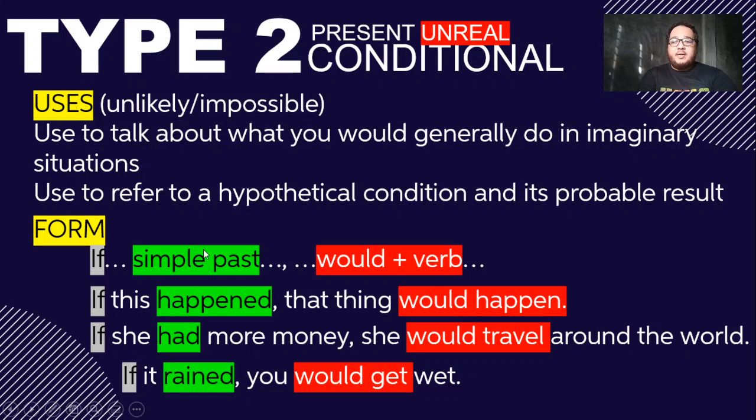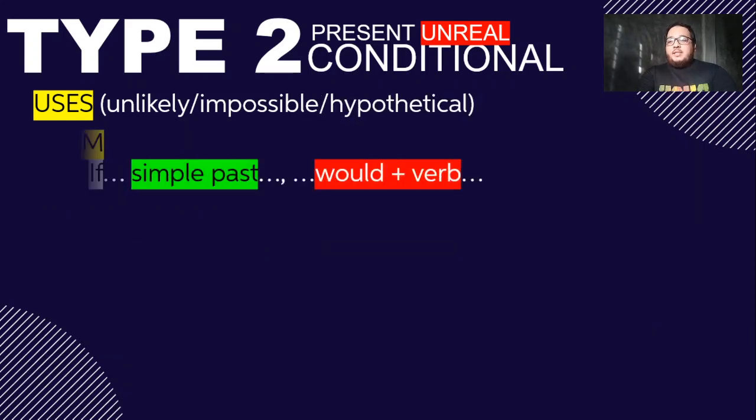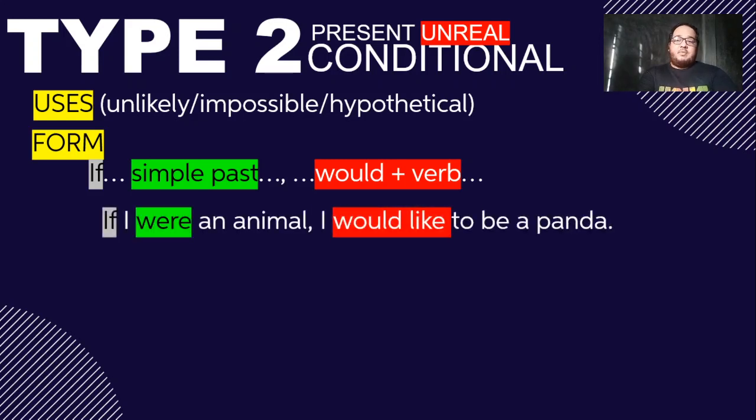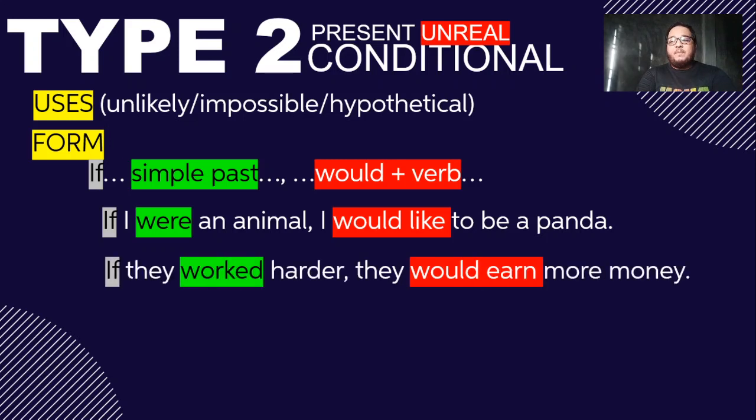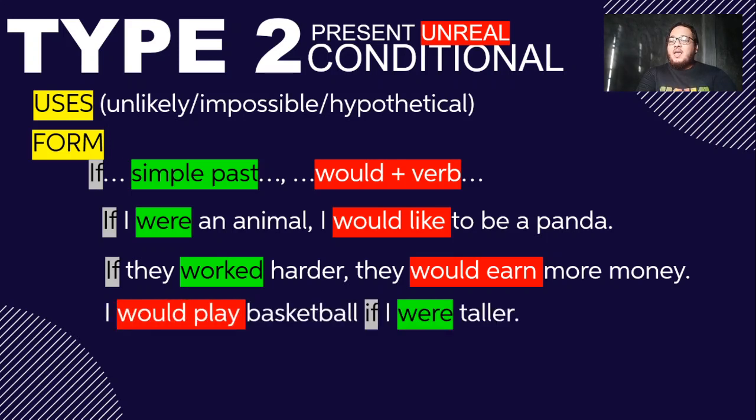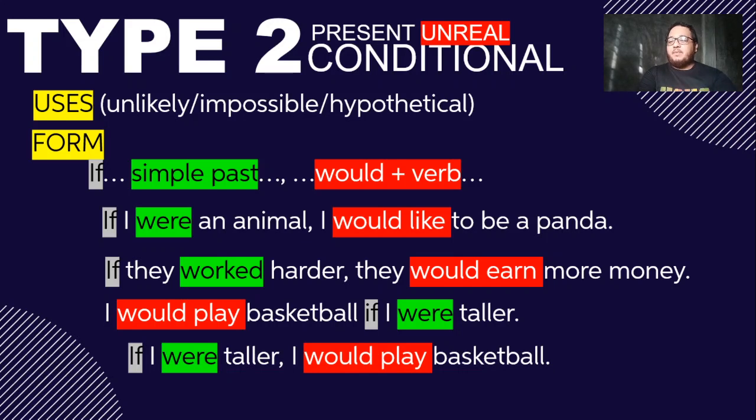Take note of the pattern. I have color coded here: simple past, and then would plus verb, and we have if. Remember, we are just using if in your type 2 unreal conditional. Let's dig more with some examples here. If I were an animal, I would like to be a panda. So, hypothetically, imagination. If they worked harder, they would earn more money. I would play basketball if I were taller. Or the typical pattern is: if I were taller, I would play basketball.